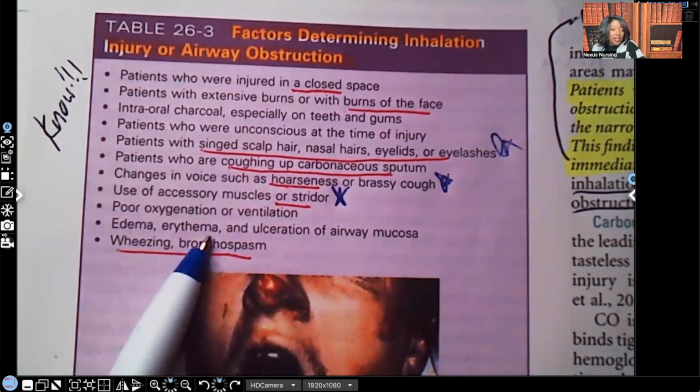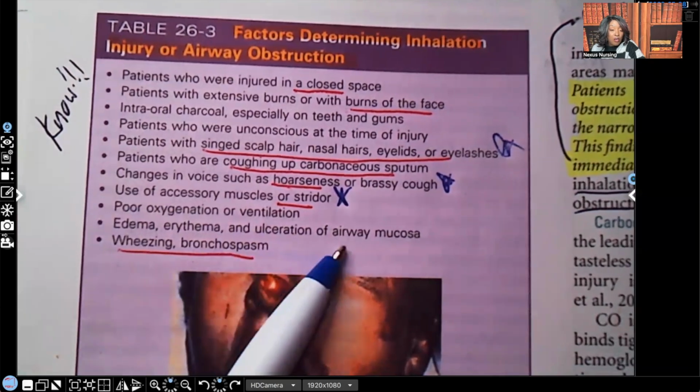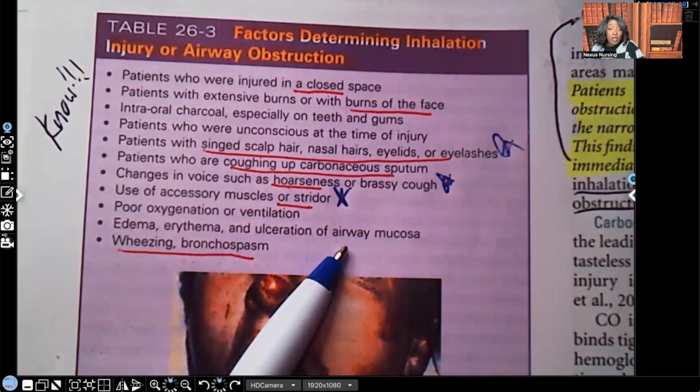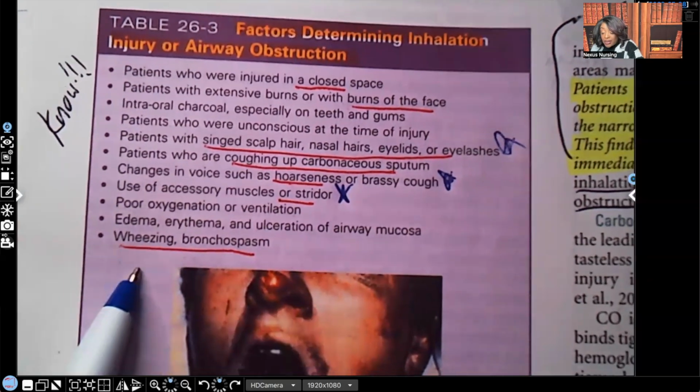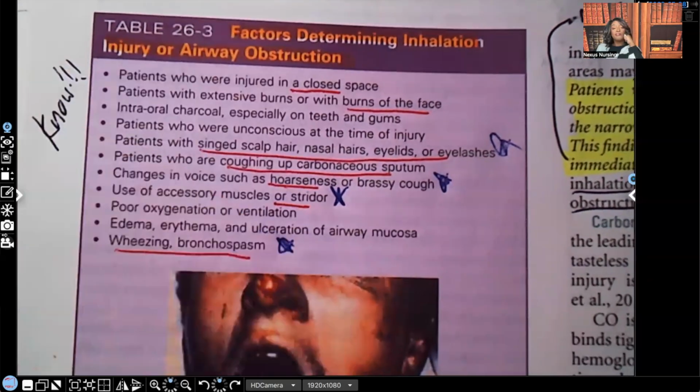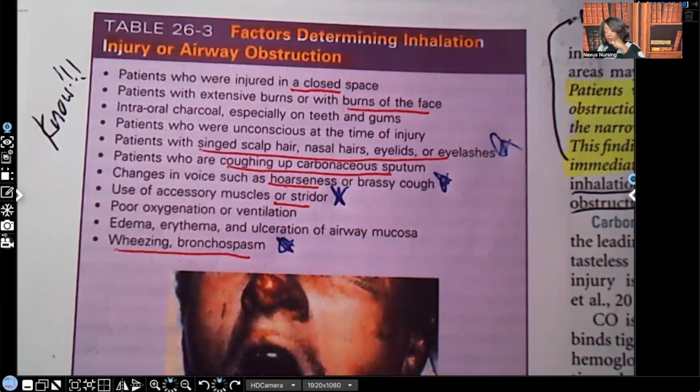Edema, erythema, that's the redness, and ulceration of the airway mucosa. You better suspect that their airway is about to close up on them. Wheezing, bronchospasms. These look like beautiful select all that apply to me if I were a nursing instructor making a test for you. You better know these. Let's keep going.